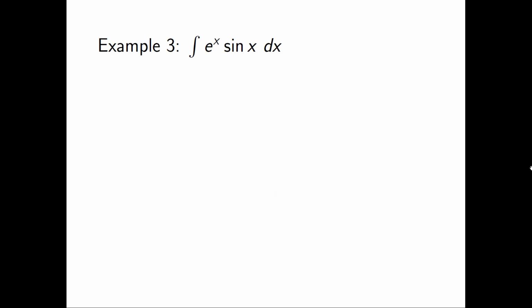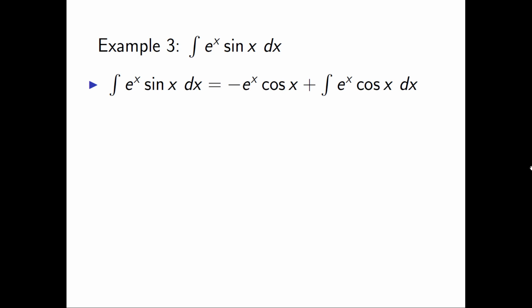Okay, now here's our final example. Now, this is going to work out slightly differently. We've got an e to the x sine x. So again, it's two functions multiplied together, so we can apply integration by parts. Now, I'm going to race ahead. I've picked u equals e to the x and dv equals sine x dx here. And I'm not going to put in all the steps. We'll just race straight ahead to the next step. So we get negative e to the x cosine x plus e to the x cosine x.